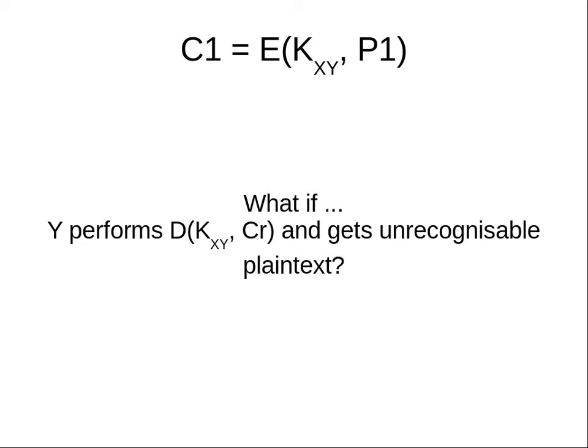Why can the decrypt not work? Well, the inputs were not matching what was used originally. Either the ciphertext was modified along the way, maybe an attacker tried to change the ciphertext between user X sending and user Y receiving. If the ciphertext is modified, then it will not decrypt if we use KXY. Or the message was encrypted using a key other than KXY. So if either of the two inputs are incorrect, then it will produce unrecognizable plain text, and Y will detect an attack. Either the ciphertext was modified, or the key used to encrypt was different than KXY, and therefore we know that.